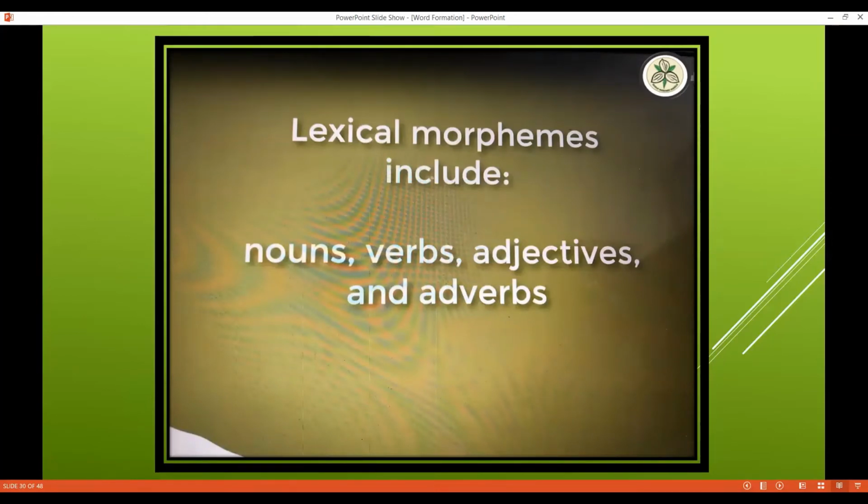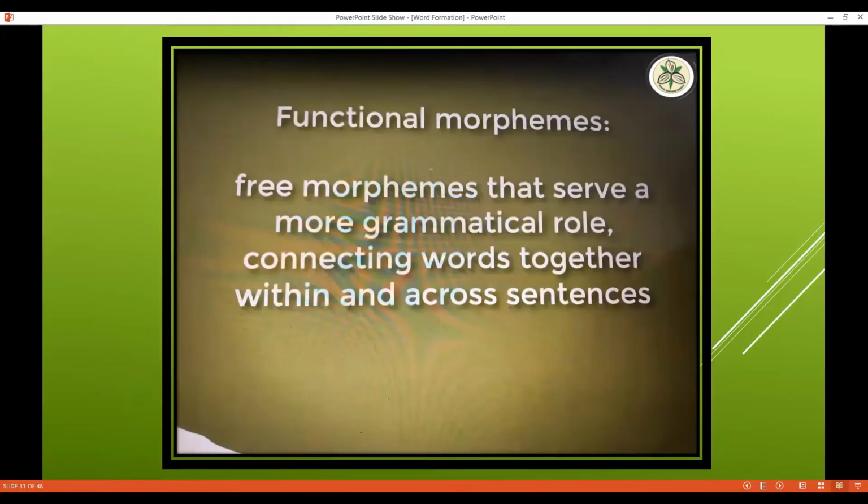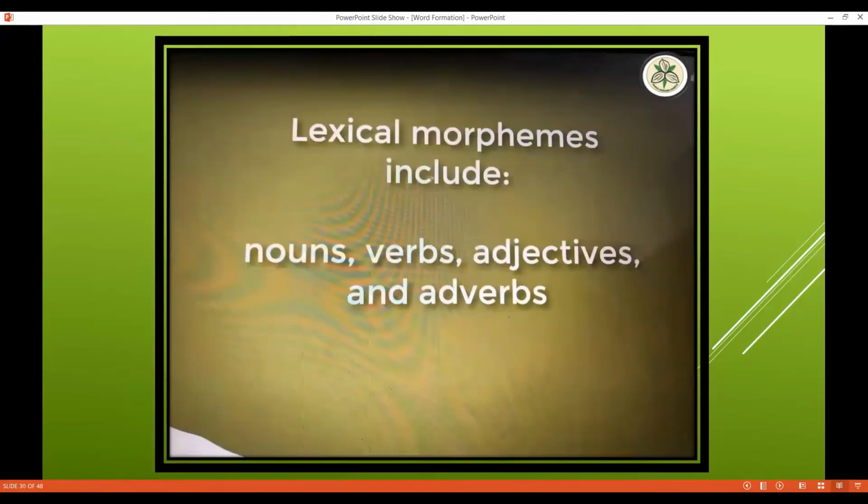There are two types of free morphemes: lexical morphemes and functional morphemes. Lexical morphemes are free morphemes that carry the content of meaning of the utterances or the messages that we say. For example, nouns, verbs, adjectives, and adverbs are pretty easy to define, and they are open class, which means that you can add new members to these categories.